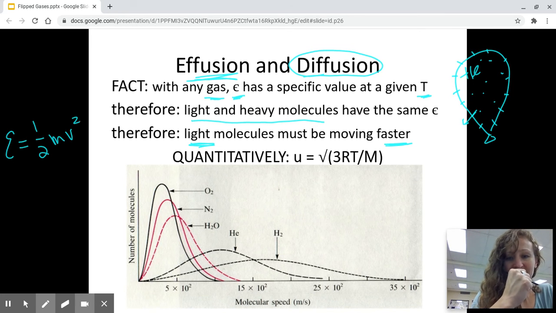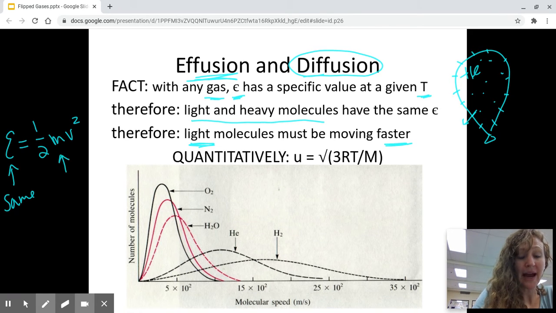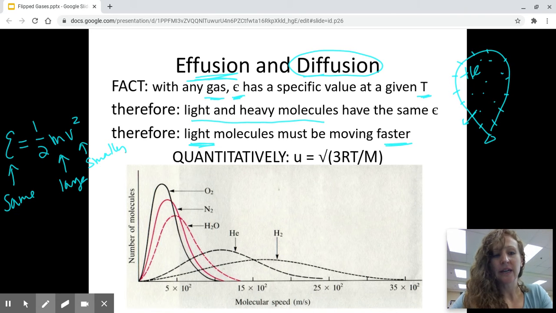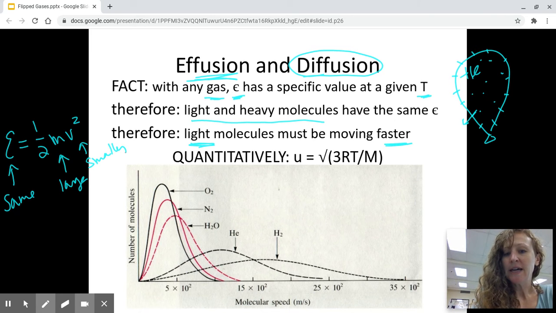Okay, if average kinetic energy is the same, but mass is larger, then speed must be smaller. Okay, so mass and speed are inversely proportional to one another.